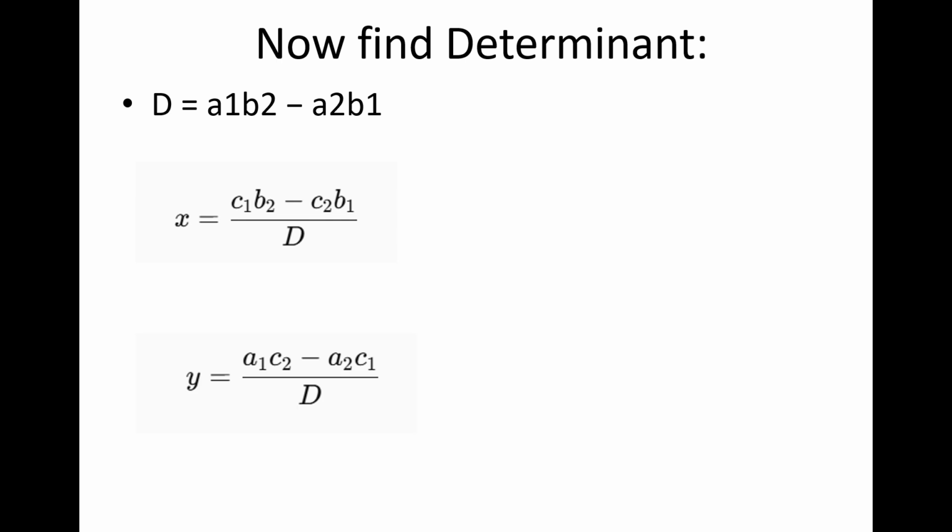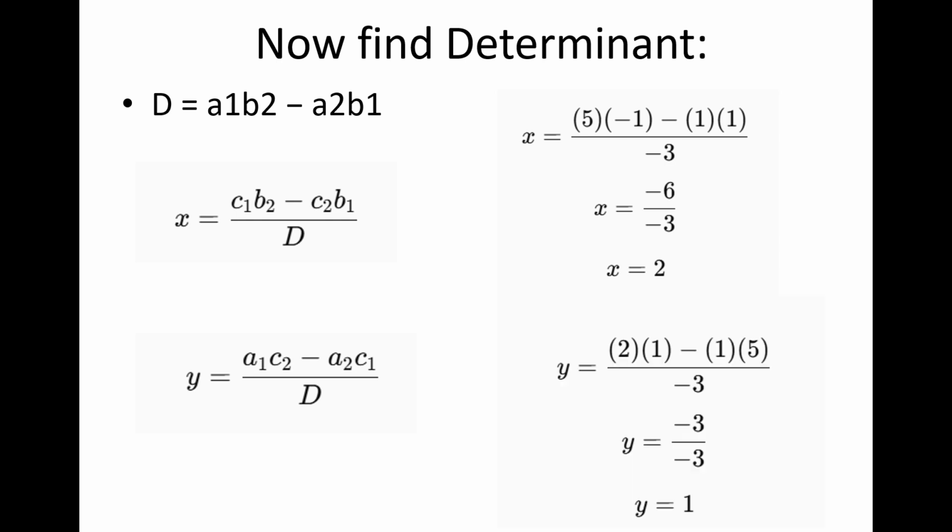The determinant we will find as a1b2 minus a2b1, and now similarly we will substitute it for x and y. So x is c1b2 minus c2b1 upon d, and similarly we will get it for the y part as well. Now we put in the a, b, c values of those two equations, so we get x and y, which is nothing but our intersection point. For x we get 2, and for y we get 1. So the intersection point is 2 comma 1.